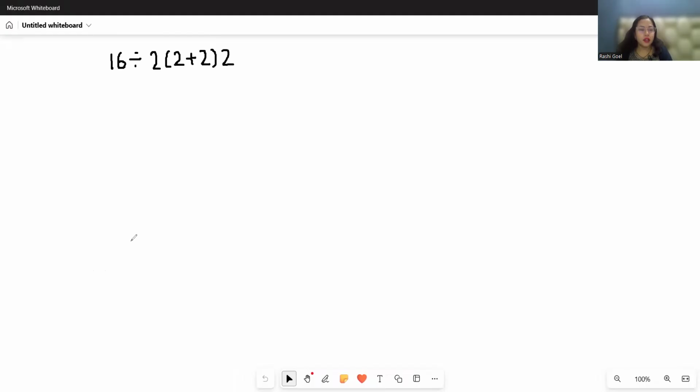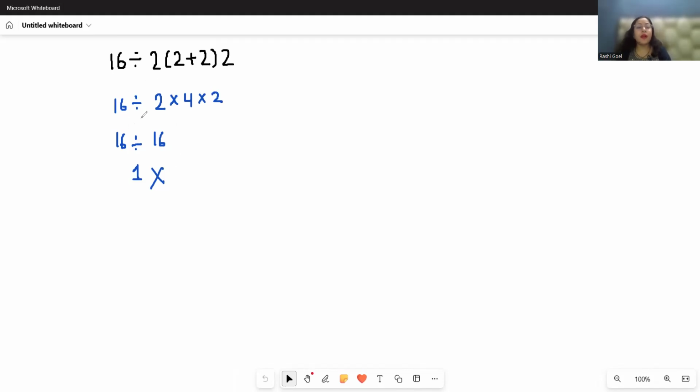How? They solve it as 16 divided by 2, then 2 plus 2 is 4, multiply, and then again 2. 16 divided by 2 times 4 is 8, 8 times 2 is 16, and 16 divided by 16 is 1, which is the incorrect answer because the approach is incorrect.